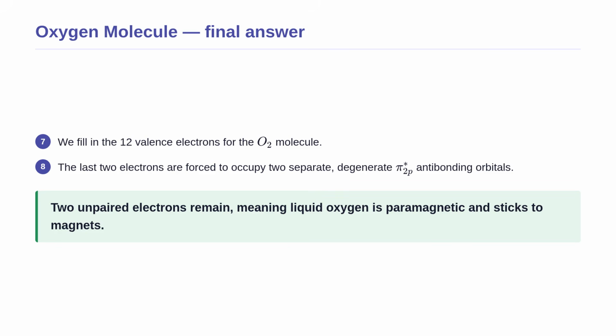Following the standard orbital order without mixing, we fill the lower orbitals first. When we reach the top, the last two electrons are forced to occupy two separate, degenerate pi star 2p antibonding orbitals. This leaves the molecule with two unpaired electrons. Physically, this perfectly explains why liquid oxygen is paramagnetic and will actually stick to a magnet. By just looking at the energy gap, we have deduced the true electronic structure.